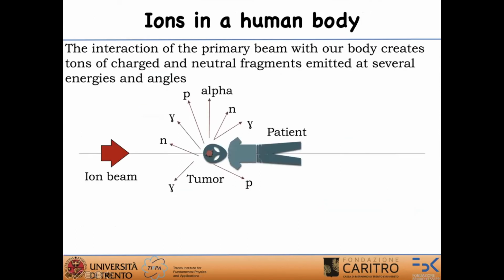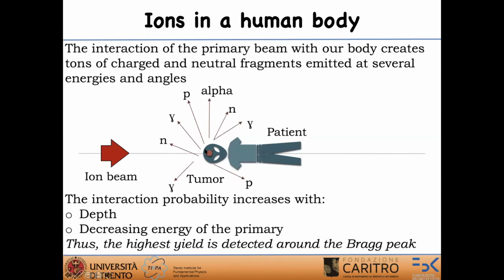Yes, I'm almost done. So as I said before, the nuclear fragmentation, the fact that the ion beam is going to interact and fragment inside our body, creates tons of particles, which could be neutral, so it could be neutrons, it could be photons, or it could be charged particles, which are emitted at different angles and energy. So imagine this is your beam, this is your tumor, and you have a swarm, like a cascade of particles going everywhere outside from the patient.